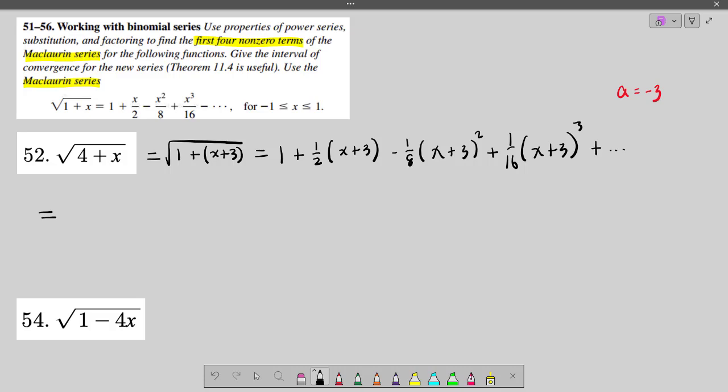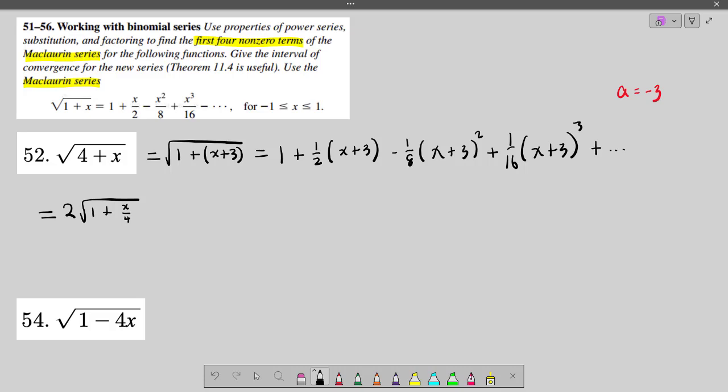If we want a Maclaurin series, we've got to think a little bit differently. We need to force this 4 to be a 1, but we can't do it with just addition. What could we do? Division. So we could factor it out and use a division process. If we factor the 4 out of the root, it becomes a 2, and we'd have 1 plus x divided by 4.